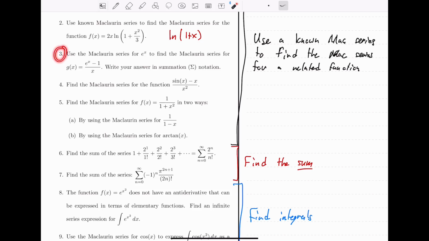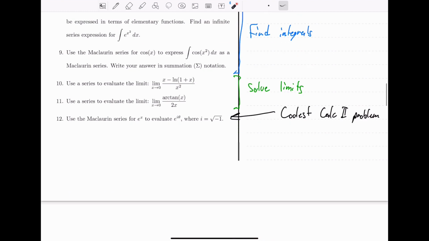Let's solve example 3. We want to use the Maclaurin series for e to the x to find the Maclaurin series for this related function, which is (e to the x minus 1) divided by x, and we want to express our answer in summation notation. So let's start by writing our function g of x. We have g of x equals (e to the x minus 1) divided by x.